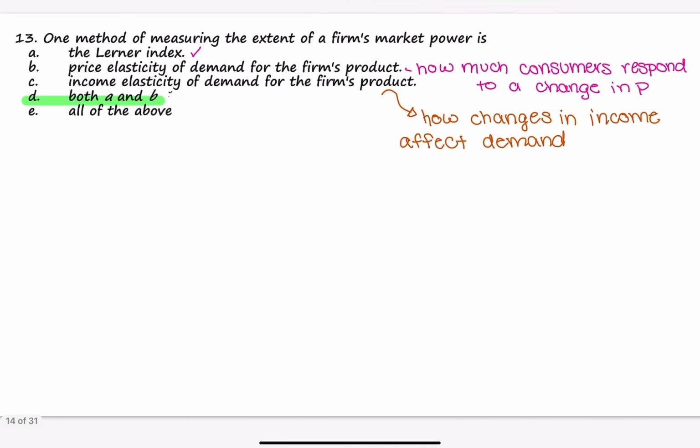Also, I think I misspoke on this question. The only way to measure the firm's market power is looking at things that they're able to control, and they're able to control price, which is part of the Lerner index, and the elasticity of demand. That's why it's both of them.